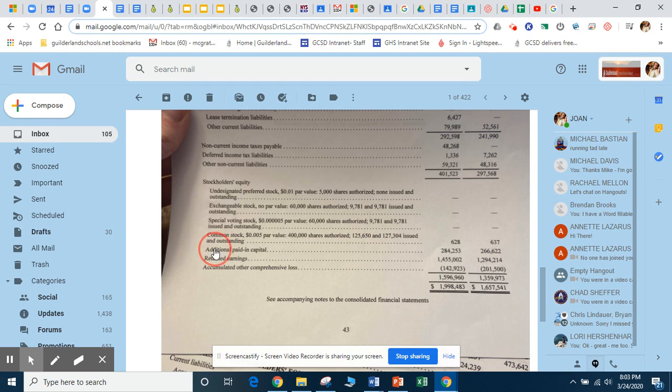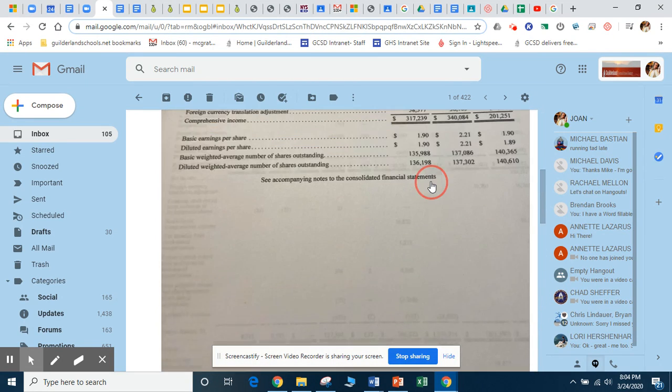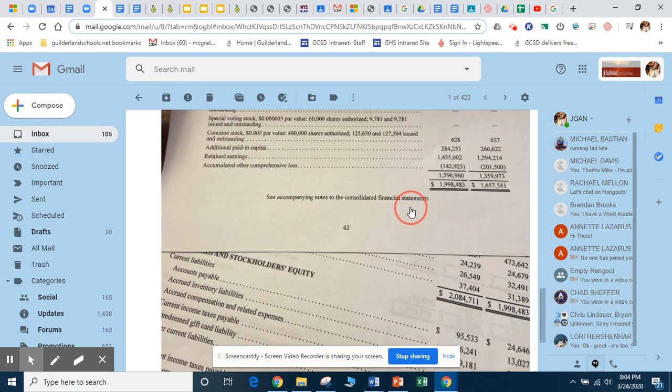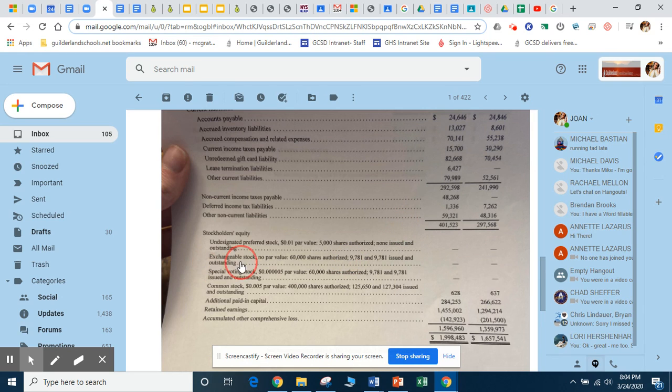What we have here is the common stock authorized for 400, I believe this might be million. I don't know for sure because I can't see the top of the balance sheet information, but 400 million were authorized, and there's 125,650,000 outstanding as of this last year end, January 28th, 2018.